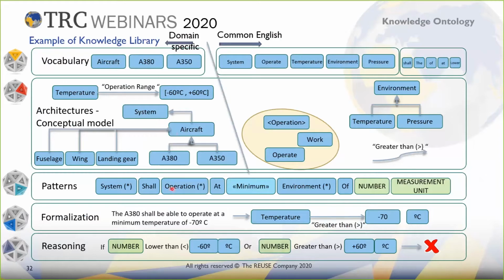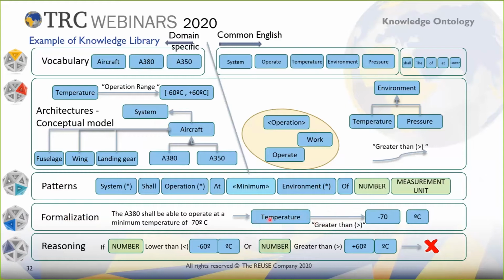After that we get the third layer, which is the pattern, a grammar template made of different slots, where we start to place different terms from our vocabulary, either common English or domain specific. In the following layer, formalization, we are able to extract information using this pattern and start formalizing, extracting information from the pattern. So we are able to identify the data, variables, measurement units, relations, and so on.